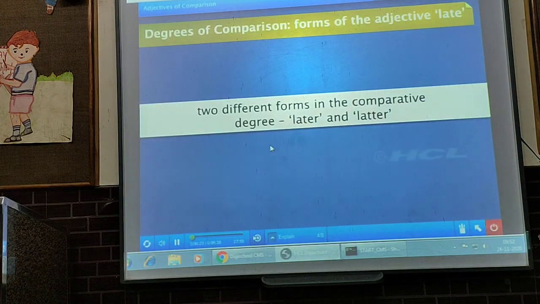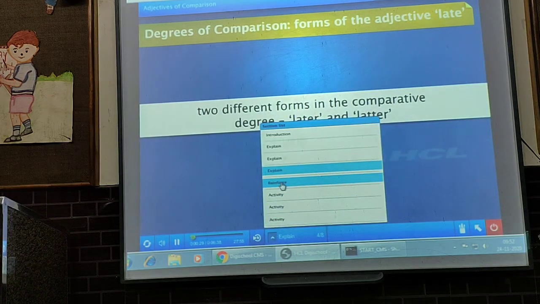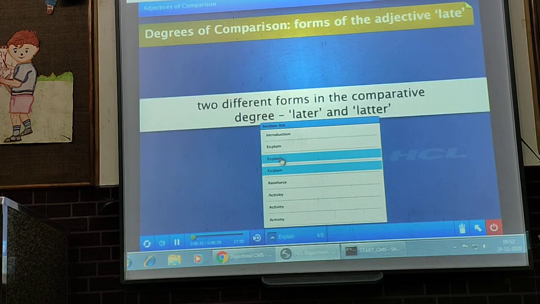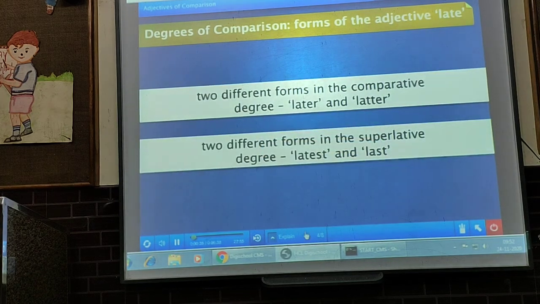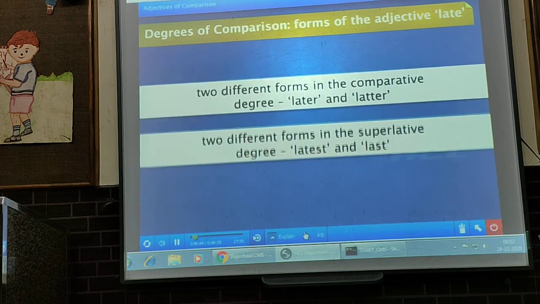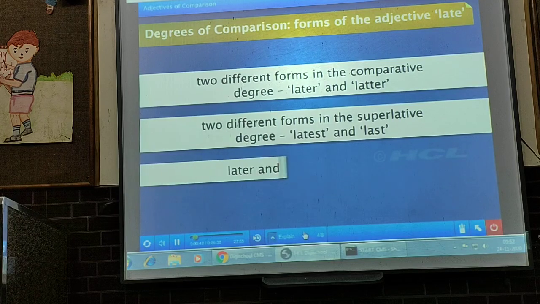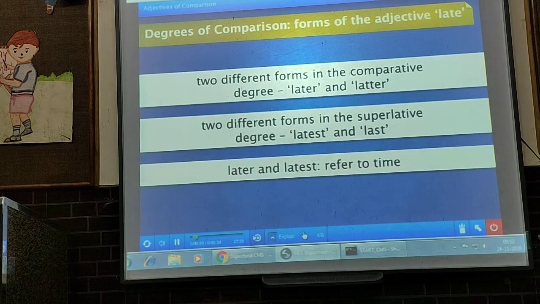Let's take the adjective late, which is in the positive degree. It takes two different forms in the comparative degree, later and latter, and in the superlative degree too, the adjective late takes two forms, latest and last. However, each of these comparative and superlative forms has different meanings. The adjectives later and latest refer to time.